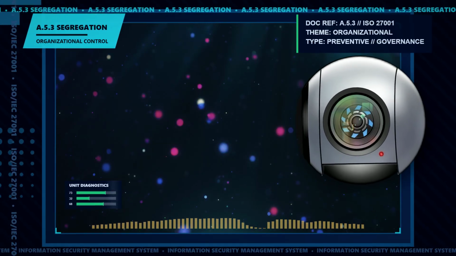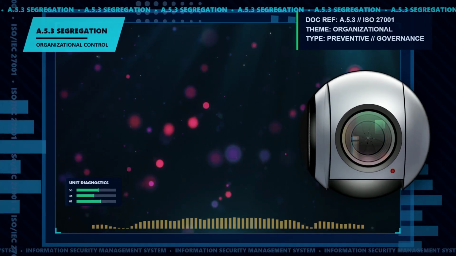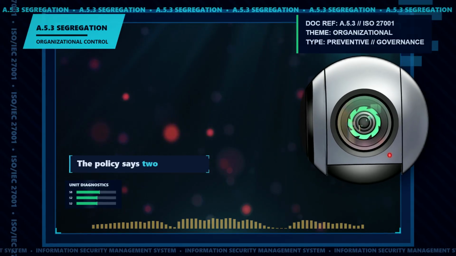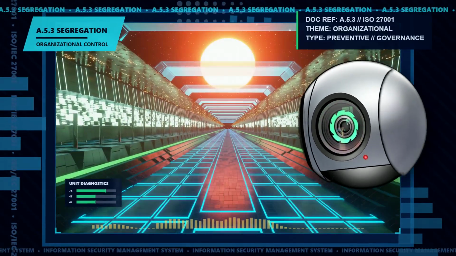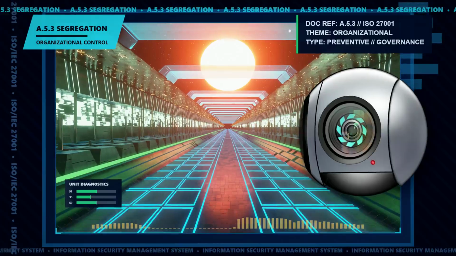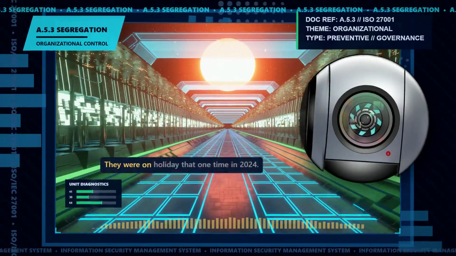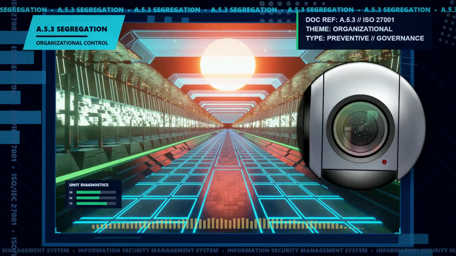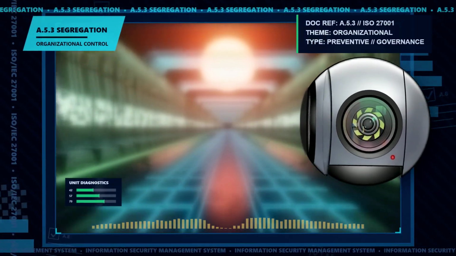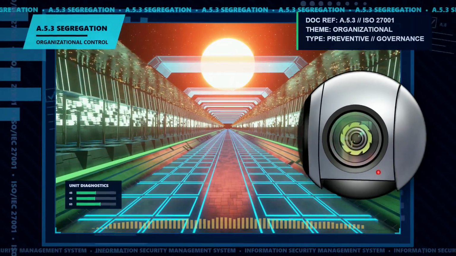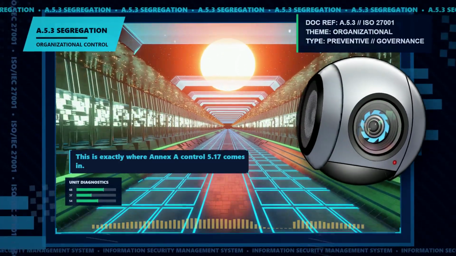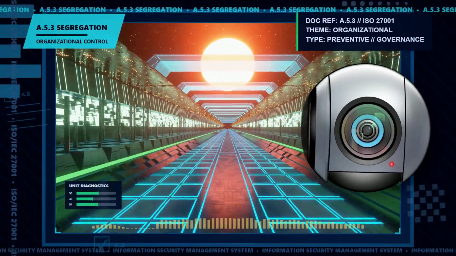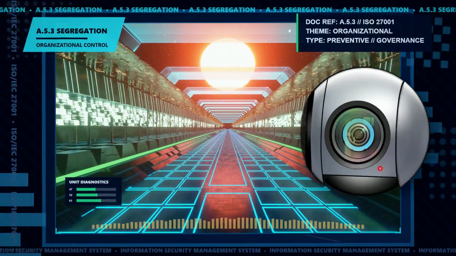Failure 2. Segregation on paper. Collapse in practice. The policy says 2 approvers. The reality is Dave has the second person's credentials because they were on holiday that one time in 2024 and it was easier. Shared credentials destroy segregation instantly and silently. And this is exactly where Annex A Control 5.17 on authentication information comes in.